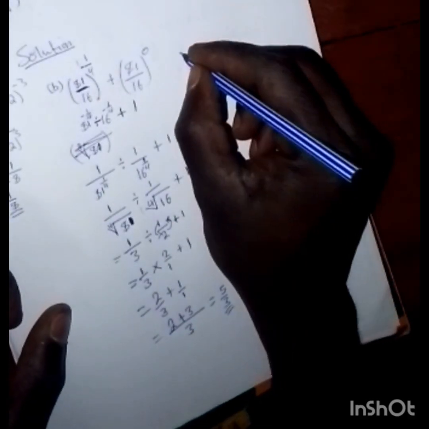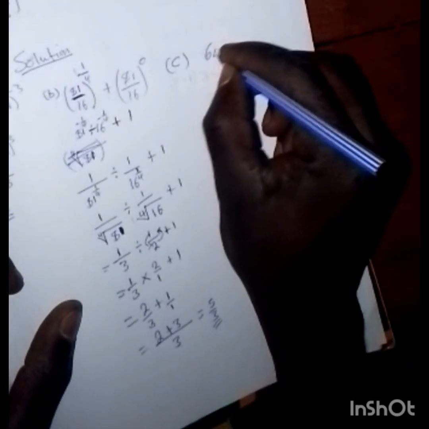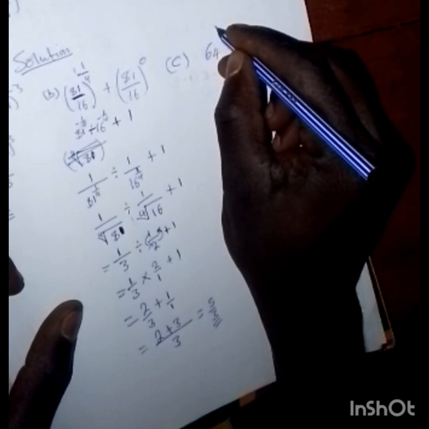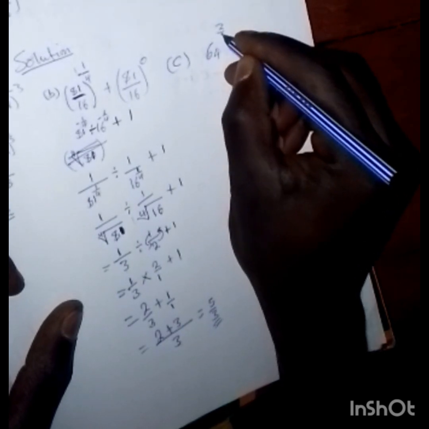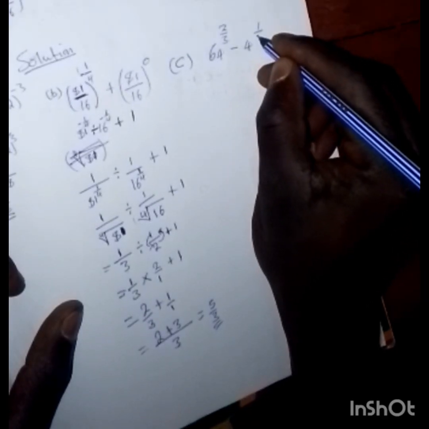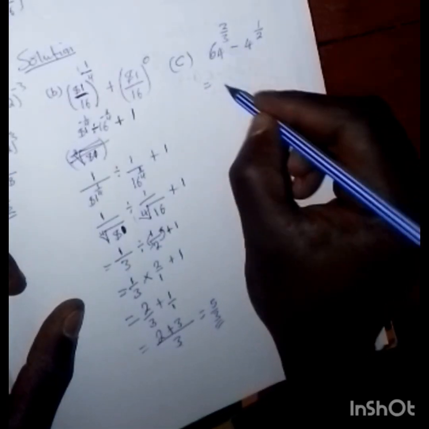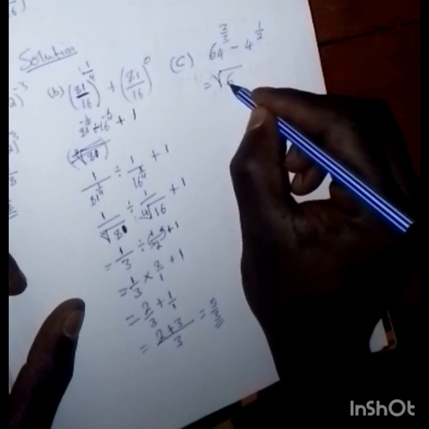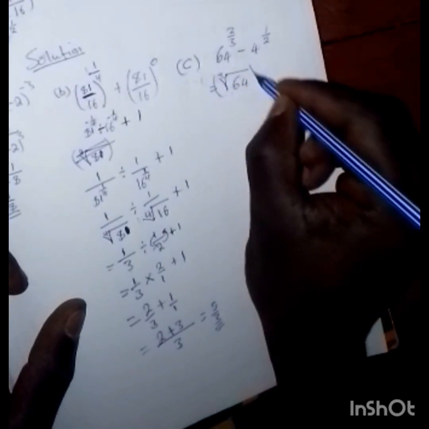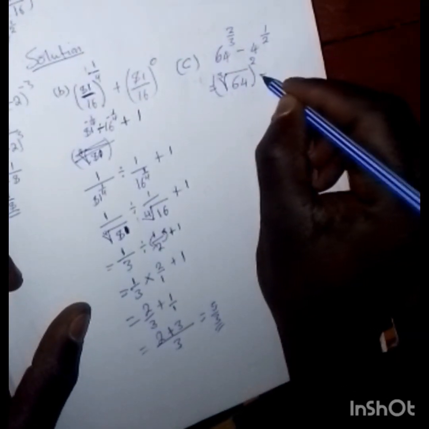Then let's go to the last question, which is number C. Number C, we have got 64 to the power 2 over 3 minus 4 to the power half there. So what do you do here? It's very simple. You introduce the root here, you put 64 here. Then the denominator, you press it there. Then the numerator, you put it there as a power.